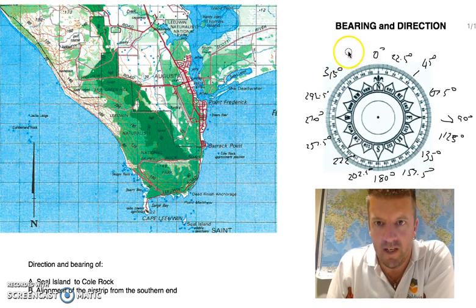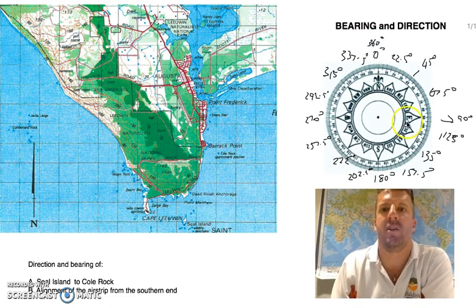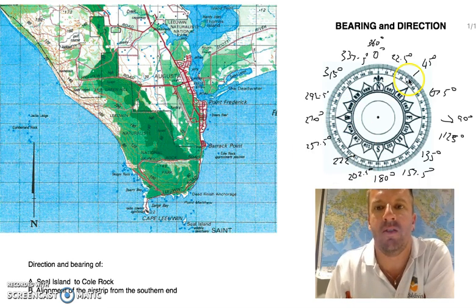And lastly, we've got 337.5 degrees between northwest and north, and then north finishes at 360 degrees because there's 360 degrees in a circle.